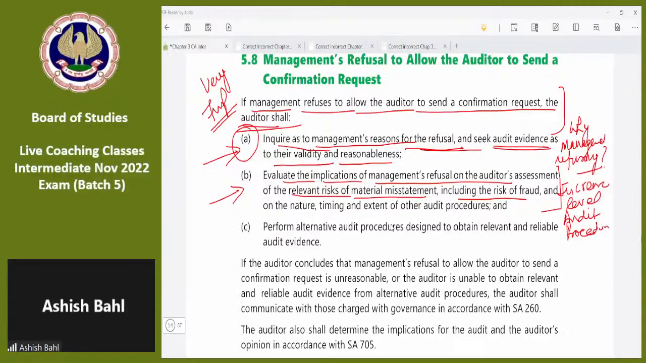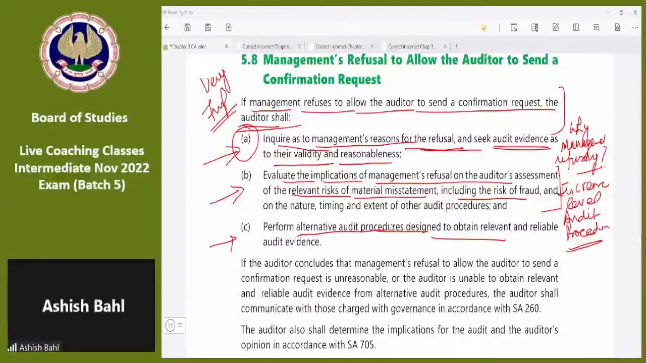Because we have learned, students, that external confirmations are a reliable way of obtaining audit evidence. These are definitely more reliable than information internally generated by the entity. So he has to assess the risk of material misstatement and perform alternate audit procedures to obtain reliable and relevant audit evidence. He has to perform other audit procedures.